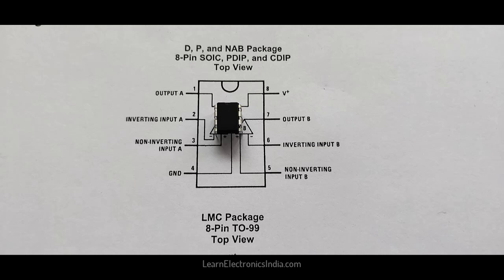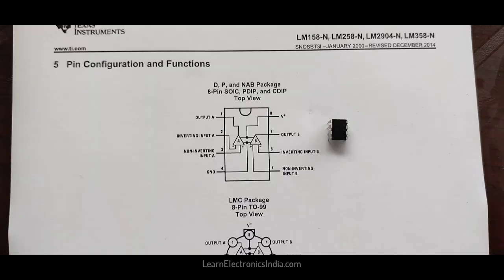The IC pins are numbered from the indent at the top left corner in anti-clockwise direction. We can get the pin diagram from the datasheet of the IC. Pins 2 and 3 are the input pins for Opamp 1, while pins 5 and 6 are the inputs for Opamp 2. Pins 1 and 7 are the outputs for Opamps 1 and 2 respectively.